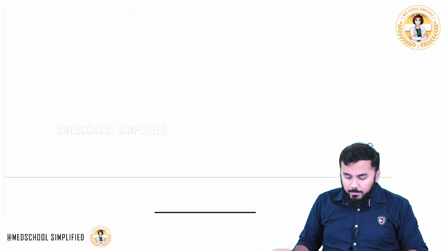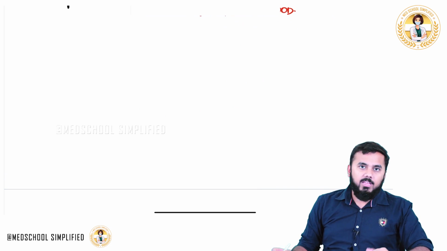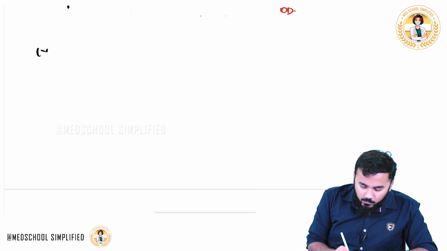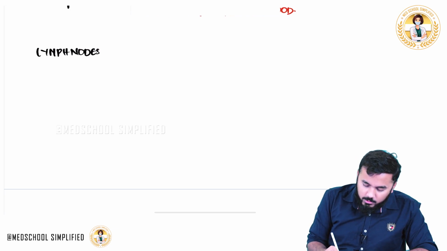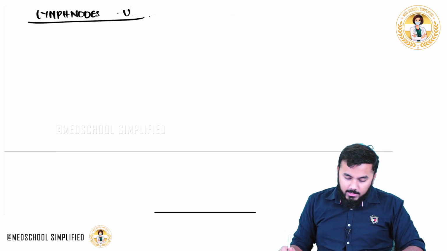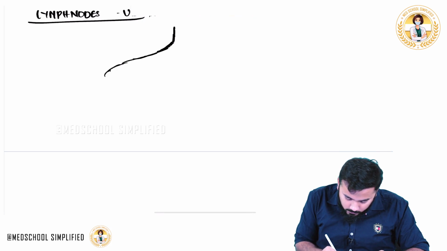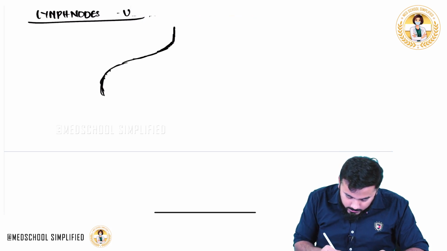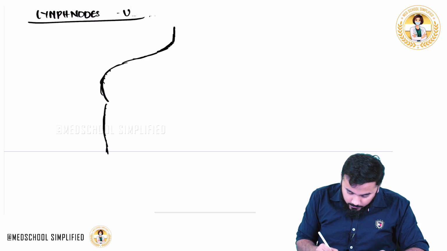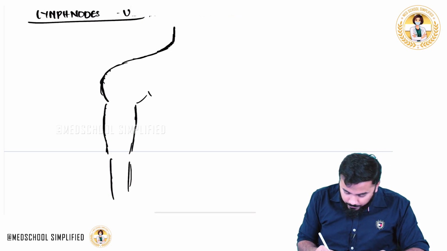Now let us look at the lymphatics of the upper limb, the lymph nodes of your upper limb. What will be the lymph nodes of your upper limb, guys? In the lymph nodes of your upper limb, there are a few important things you need to know. Let us say this is the shoulder, then we have the forearm like this, then we have the arm.